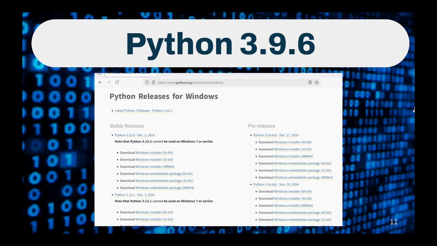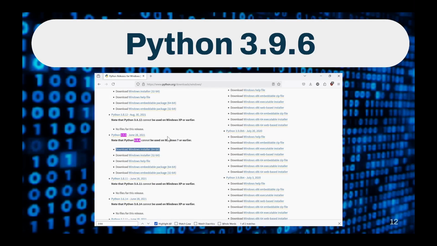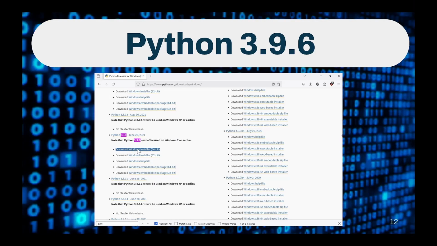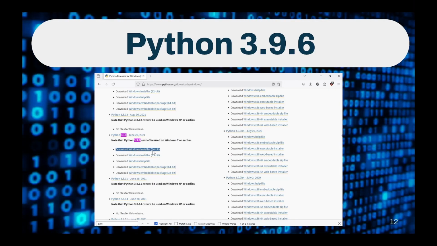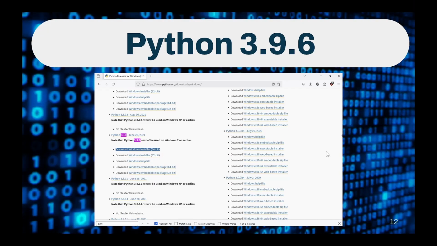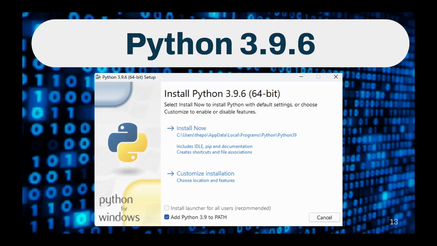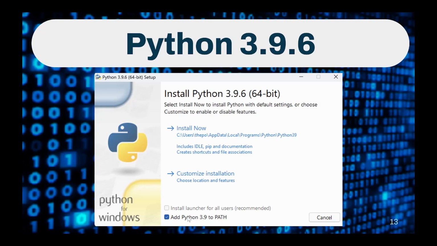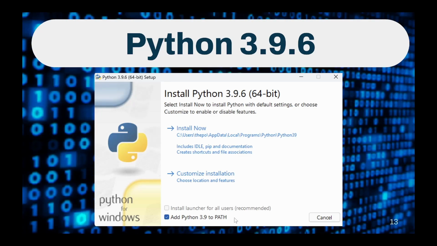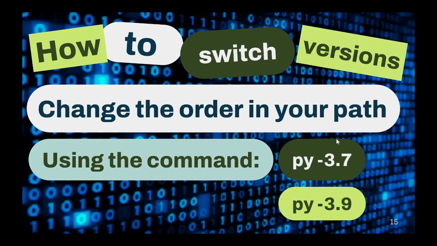Here's 3.9. You're going to do the same process and find the download Windows installer, 64-bit. A little different wording, but this is also an executable. And it'll be the same process where you add Python 3.9 to the path. Very important. Hit install now.